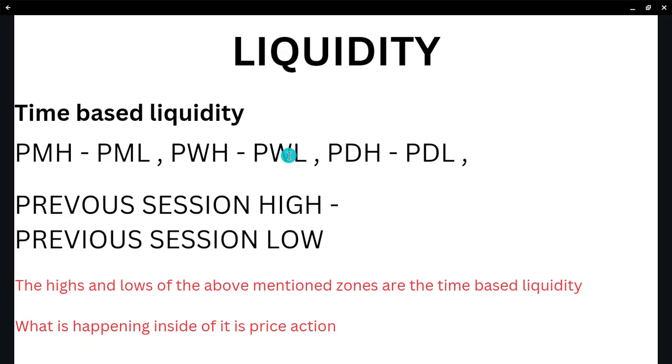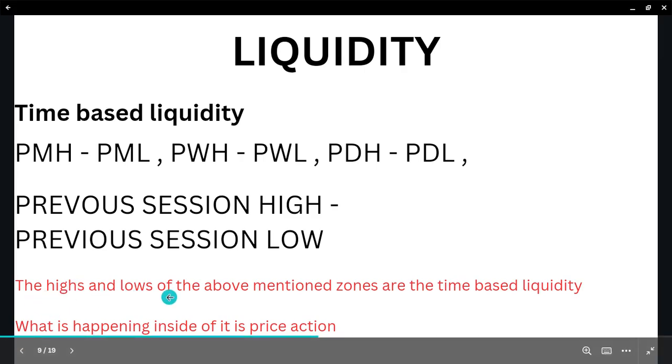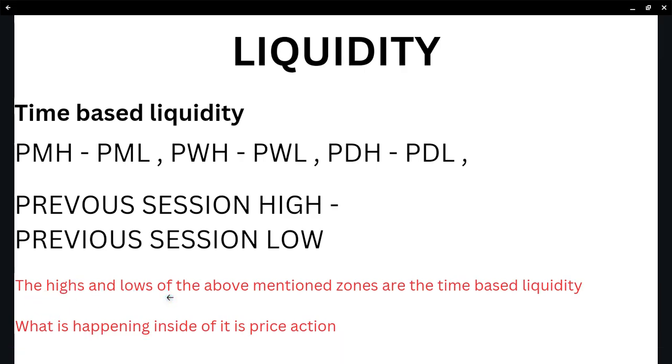A whole month is a time period, correct? A whole week is a time period. A whole day is a time period. A whole session is a time period. That's why. Now, something interesting for you to see. The highs and lows of the above mentioned zones are the time-based liquidity.